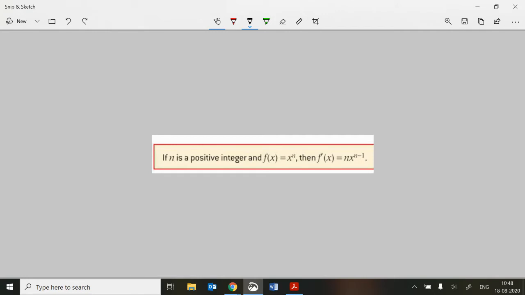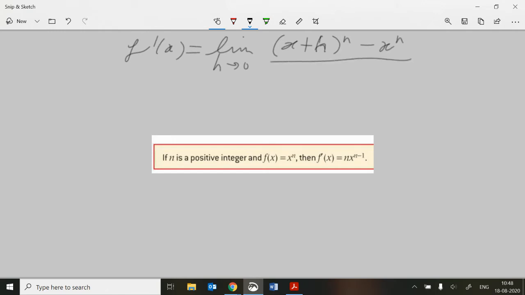But likewise, you could do this for negative and rational powers by using the alternative binomial expansions for negative or rational powers. Okay, so what am I talking about? I'm saying that we can use f dash of x is equal to the limit of h tending to 0 of x plus h to the power of n minus x to the power of n, divided by h.